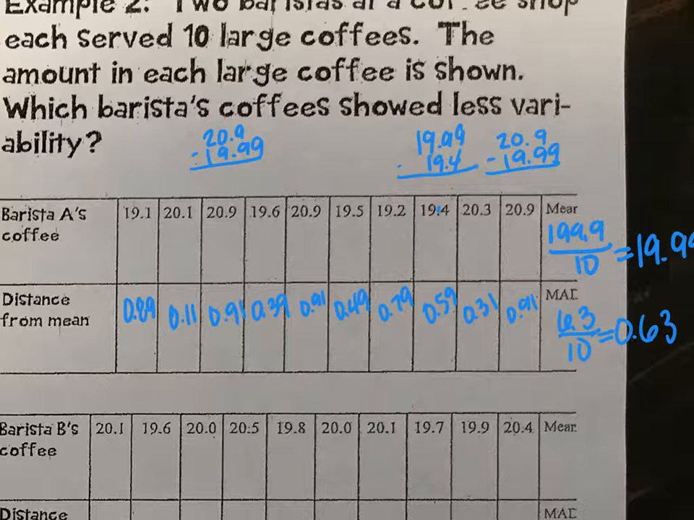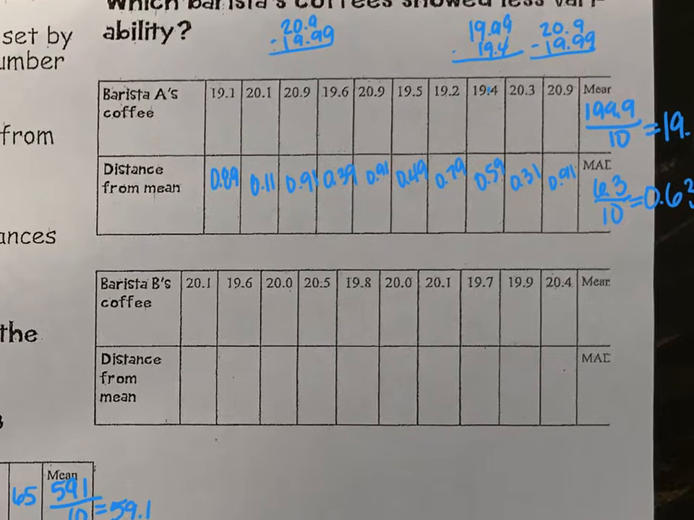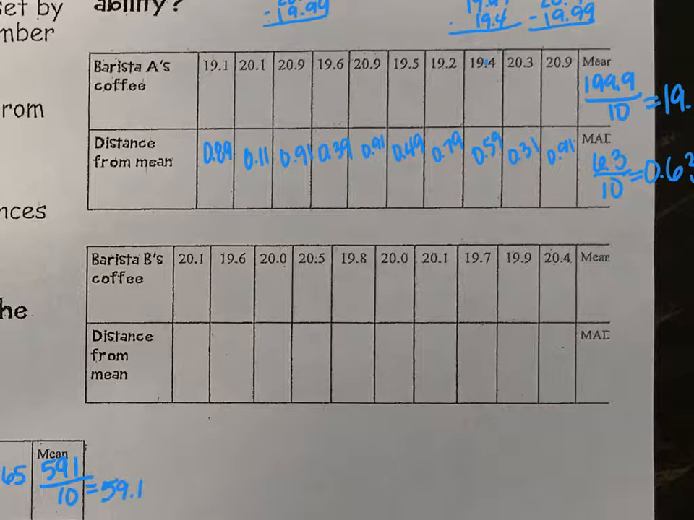Here, Jamie. Okay, so go ahead and do barista B. And then when you're done with that, you can finish the back side. But everybody kind of gets the idea. If you have some more questions, raise your hand and I can walk around and help you.